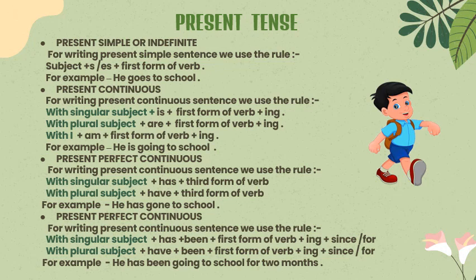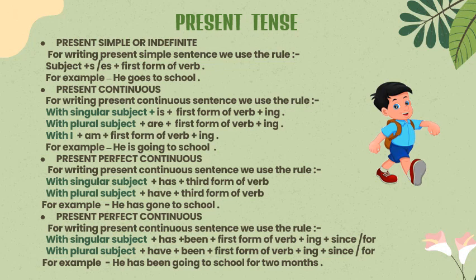Now, present perfect tense. For writing present perfect tense, we use the rule: with the singular subject, we use has plus third form of verb. With the plural subject, we use have plus third form of verb. For example, he has gone to school. They have gone to school.